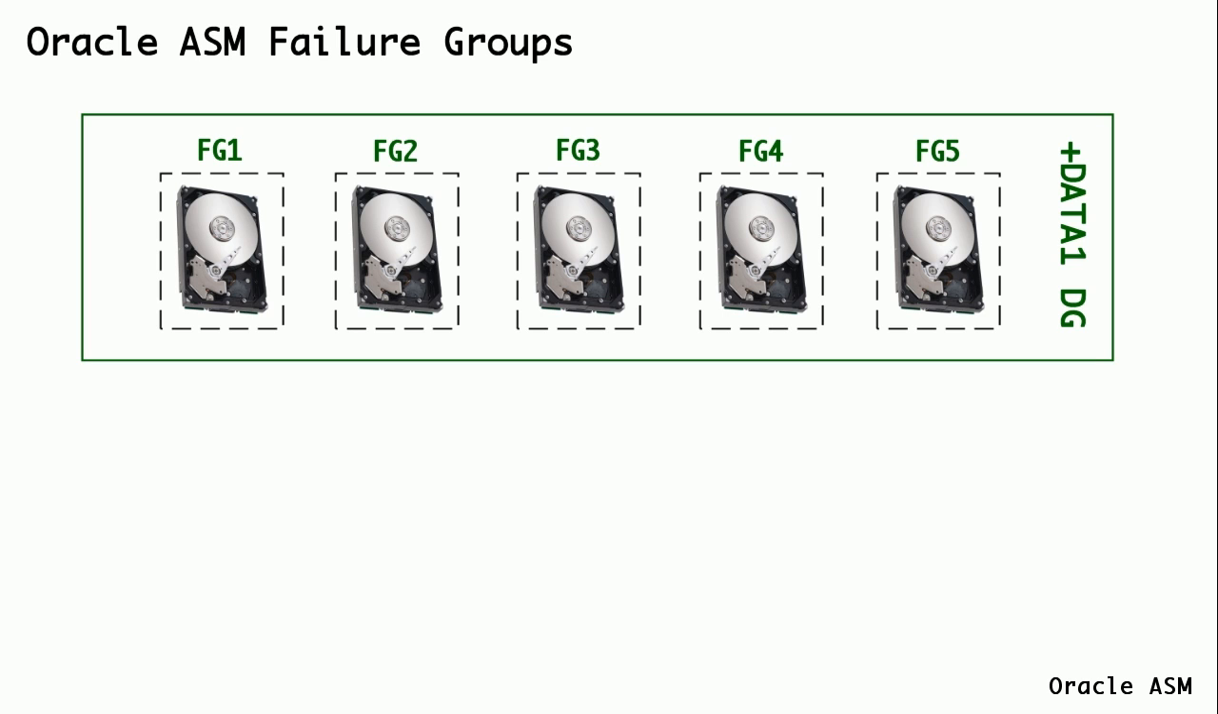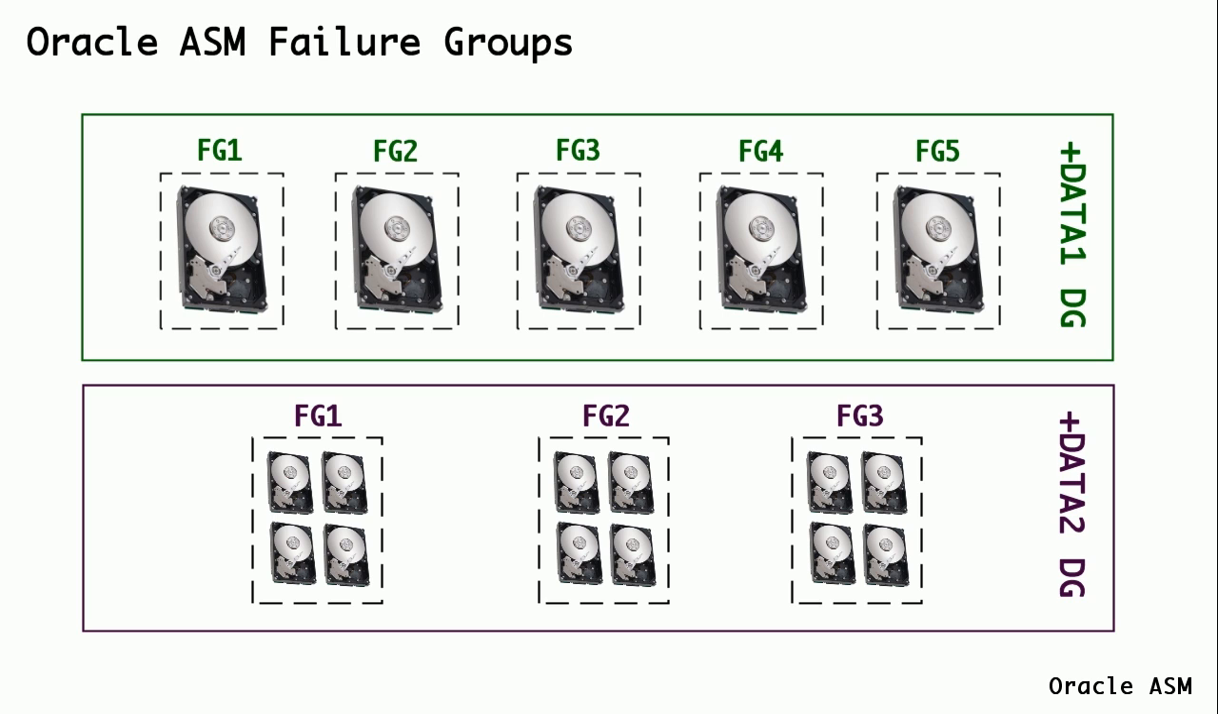As you can see here, Data 1 disk group contains 5 ASM disks. Each disk is placed in a separate failure group. It is possible to define failure groups during creation of ASM disk group. As you can see here, Data 2 disk group contains 12 ASM disks. 3 failure groups were defined. Each failure group contains 4 disks.